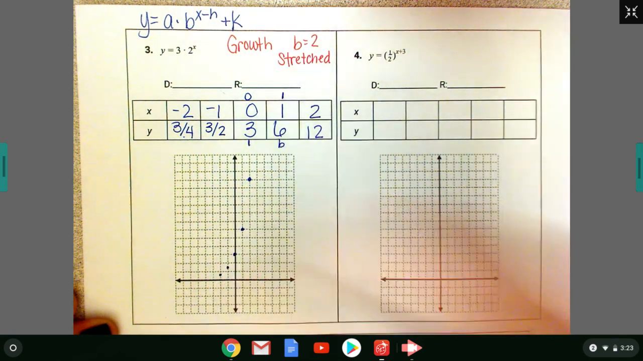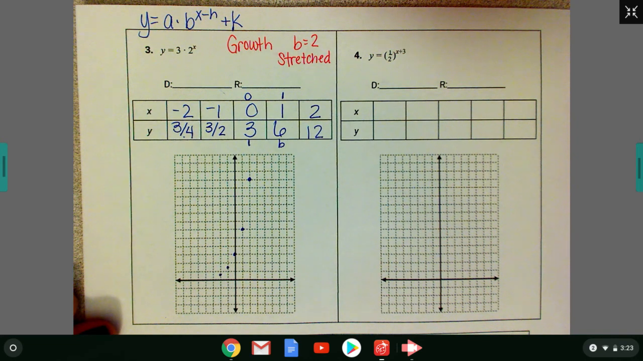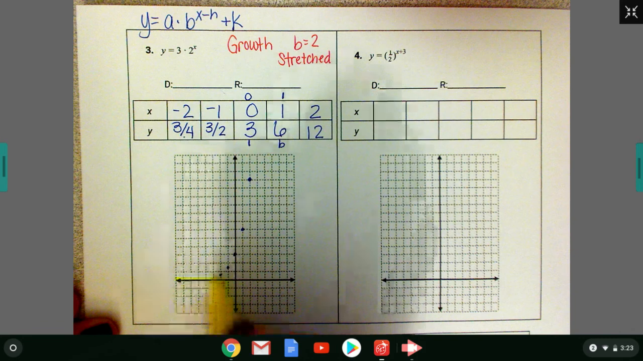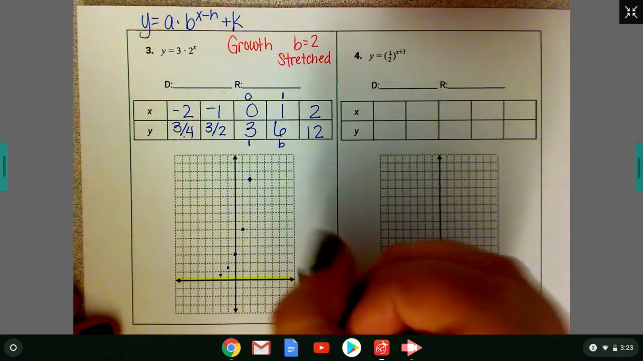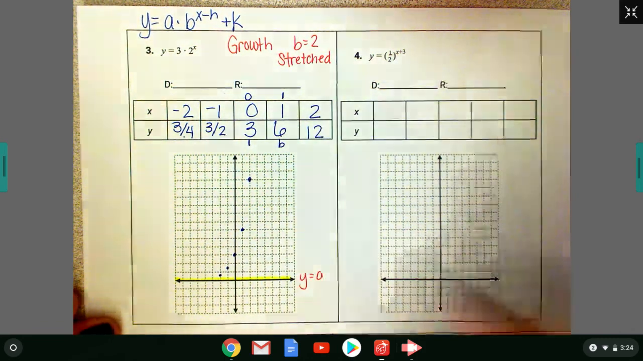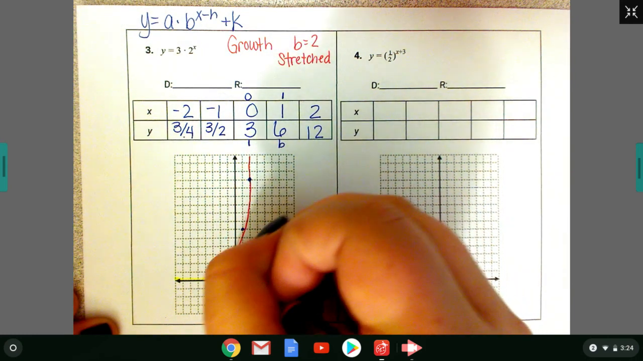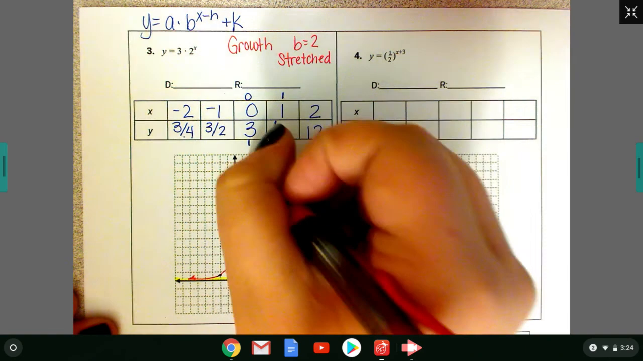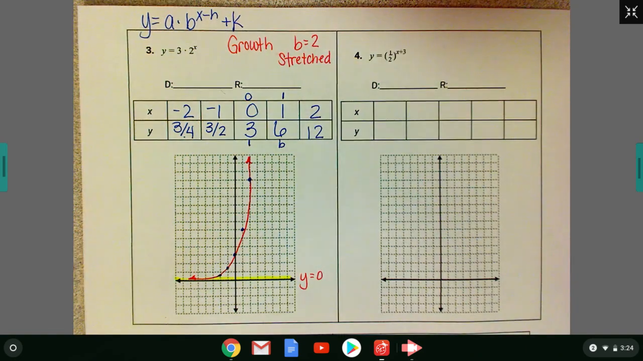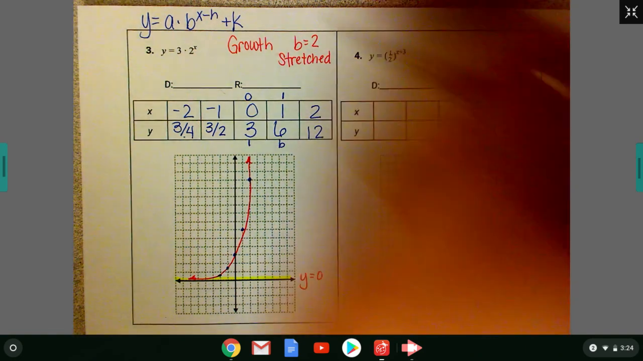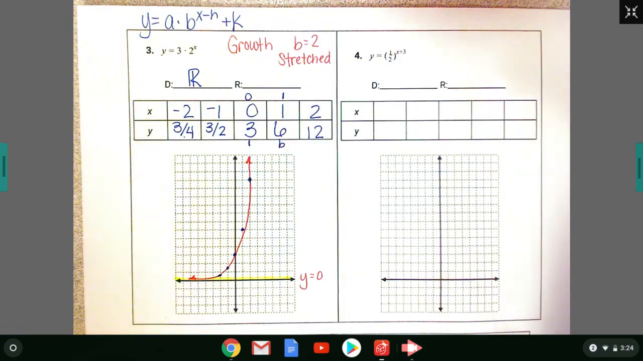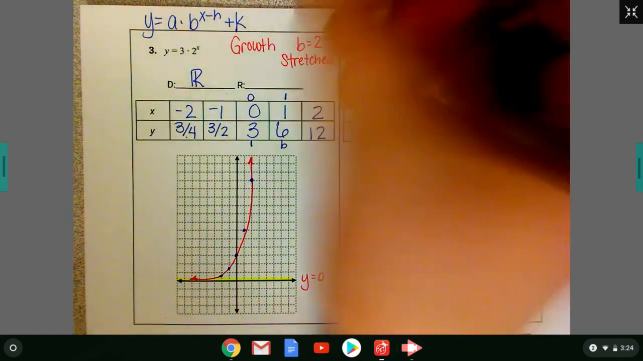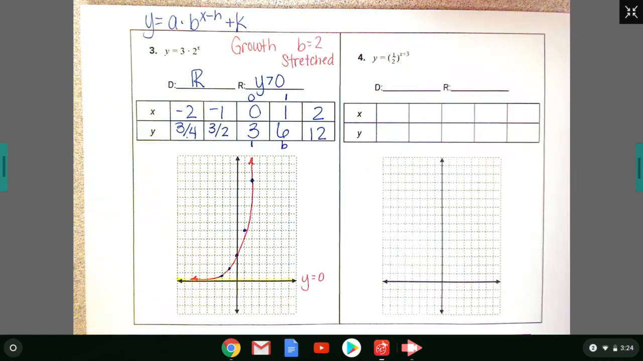All right, so there's all my points. And then we've got an asymptote where the k value is, which there's not a k value, so that's right at 0 at the axis. So there's my asymptote, y equals 0. Here's my growth function. And then lastly, let's look at domain and range. Domain is everything, all reals. Range is everything above our boundary line, so everything greater than 0. So y greater than 0.